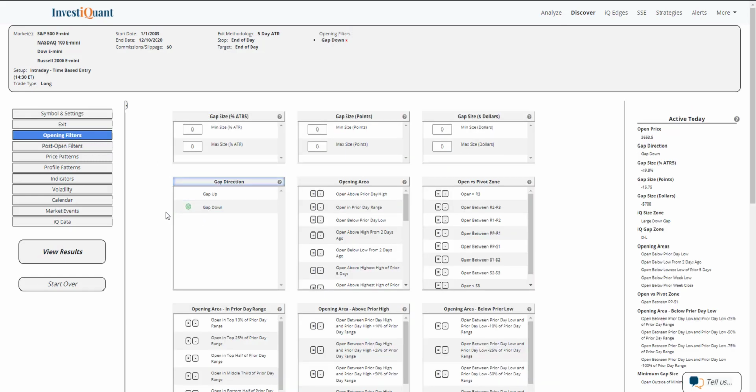Now for opening filters, I'm going to use that we gap down. We actually gapped down below the prior day low, but since I'm using this outside day pattern that doesn't happen all the time, I want to go ahead and keep this a little bit simpler. That way we keep as many samples as possible. So I'm just going to do gap down here.